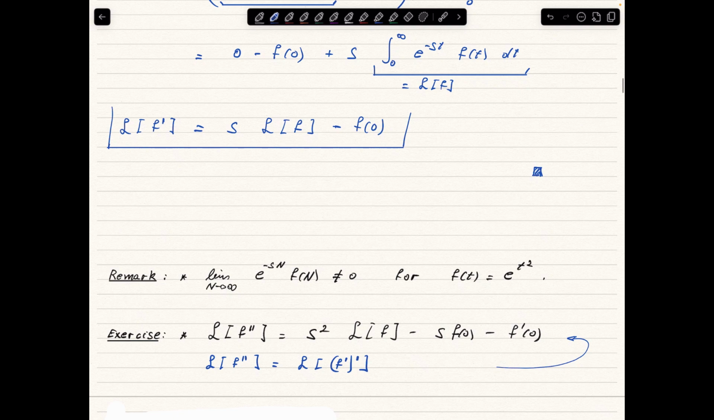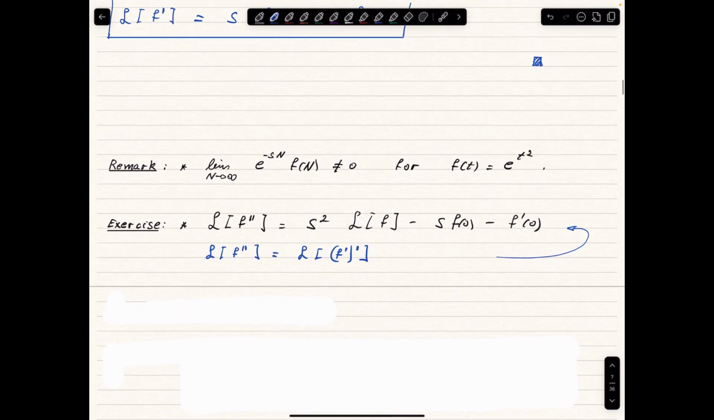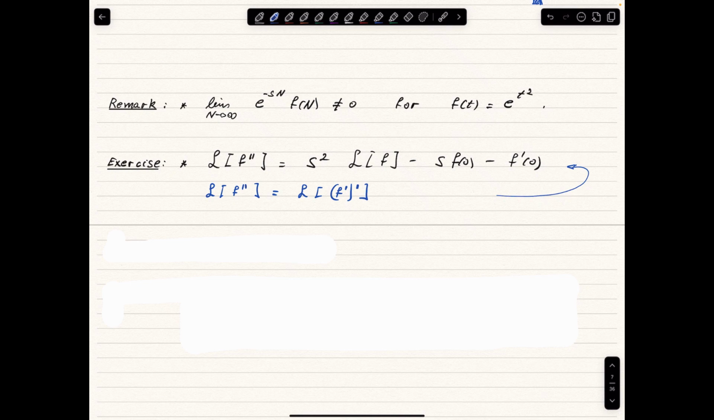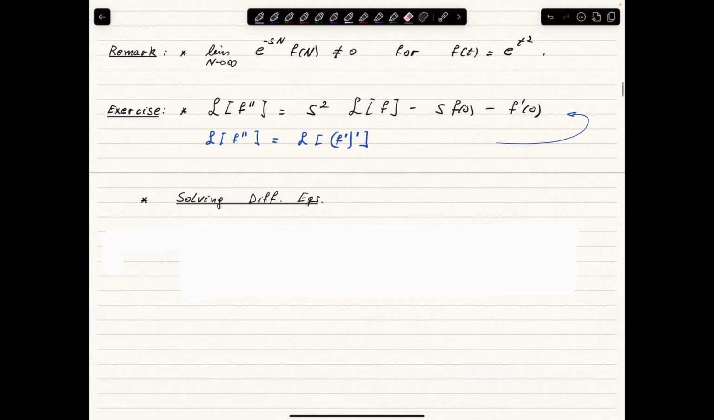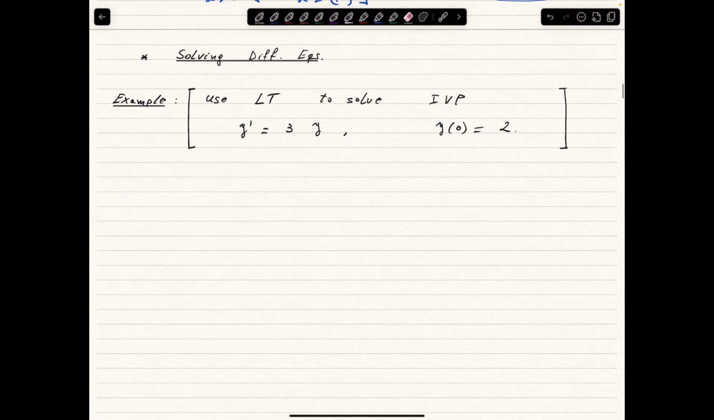All right. These are the main properties of the Laplace transform, and now we are ready to use all that to solve a differential equation. And recall, we were working on this problem. We wanted to solve this differential equation using the Laplace transform method.